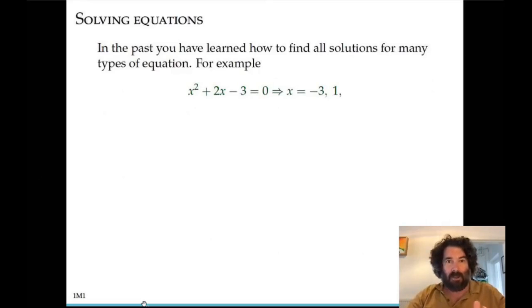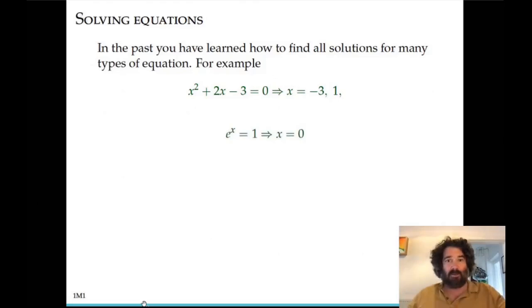So what is this all about? Well, in the past, you've learned how to solve certain equations. So for example, here you see a quadratic equation, and the objective here is to find all the values of x such that this equation would be true. And in this particular case, there's two values you should know very well. You can use the quadratic formula. -3 and 1 are the two solutions of this equation.